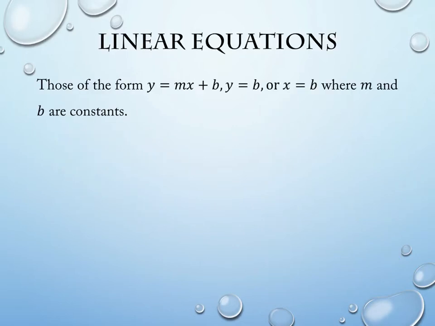Okay, moving a little bit further into that area, we're going to talk about linear equations. So linear equations are those that have the form or have the ability to have the form y = mx + b, or simply y = b or x = b. There's 3 different types. M and b are constants. So there's some number, don't know what they are necessarily until I am given an equation, but they're just a number.